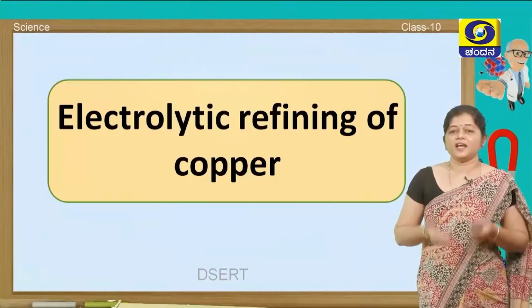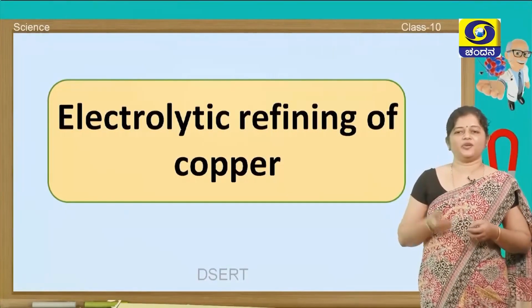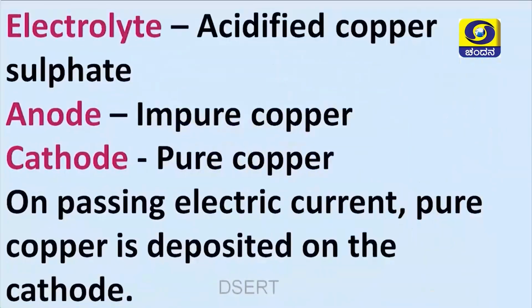Now, let us see how electrolytic refining of copper is performed. This process involves the electrolyte being acidified copper sulfate, and the anode is the impure copper, the cathode is the pure copper. On passing electric current, pure copper is deposited on the cathode.